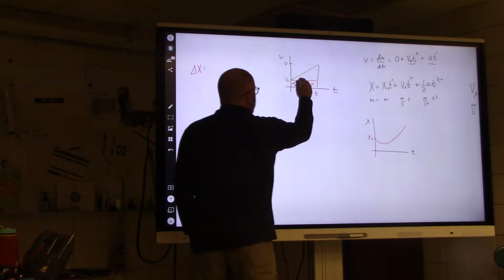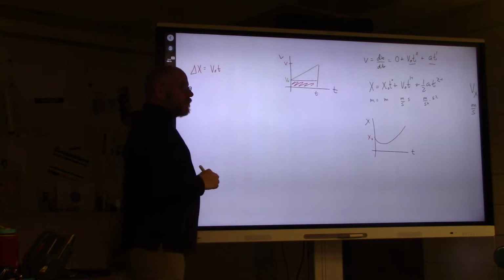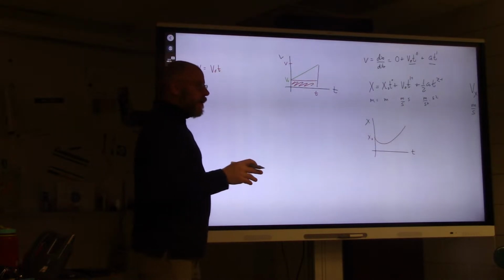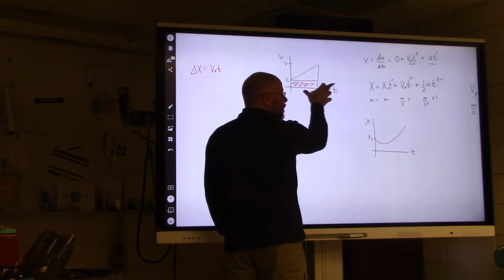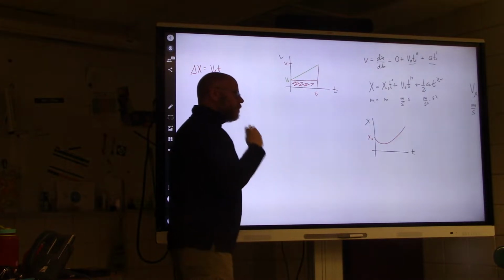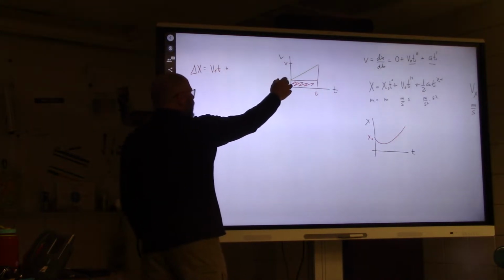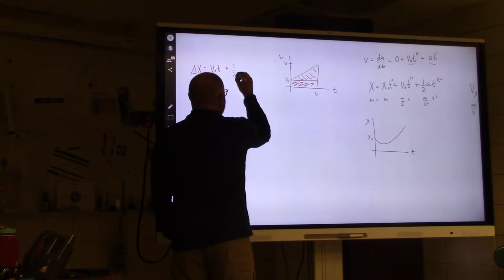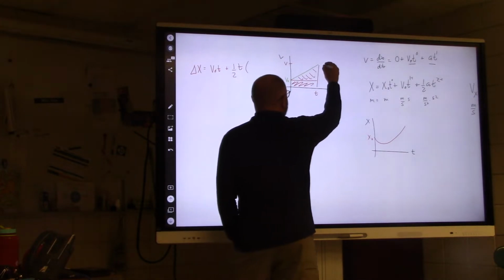What's the area of the rectangle? It's V0t. Oh, I'm sorry, I didn't know you were answering; it was more rhetorical. The width is t, the height is V0. And then how am I going to get the area of the triangle? It's 1/2 the base times the height, right? The base is t, and what's the height here?